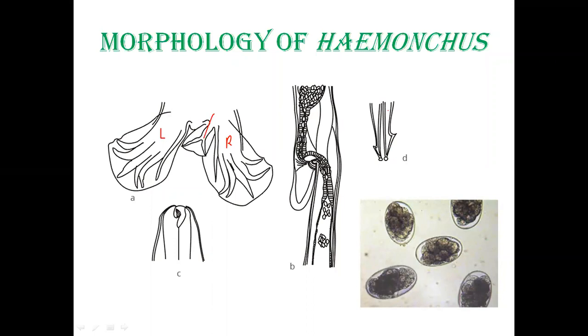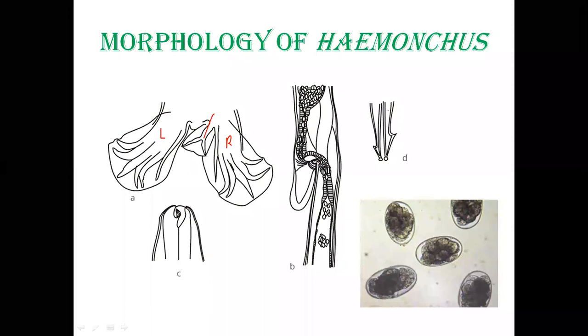In case of female, the genital opening is covered with cuticular expansion known as vulvar flap, that we have seen. And in either male or female, there is a small buccal cavity which has a dorsal lancet.